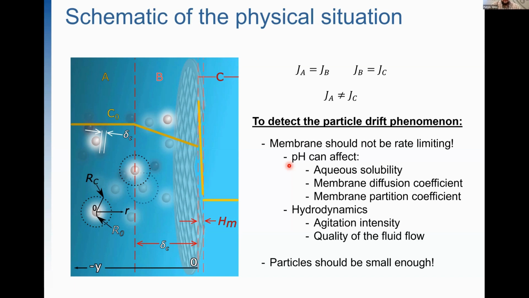The origin of the particle drift effect comes from a discontinuity of the flux. Traditionally, when we model this system, we say that the flux is equal in region A and region B across this interface, and then between B and C. But because of the presence of these new point sources of mass, we cannot actually say that the flux in A is equal to C, because we generate new flux because of the presence of particles in region B, or the concentration boundary layer.